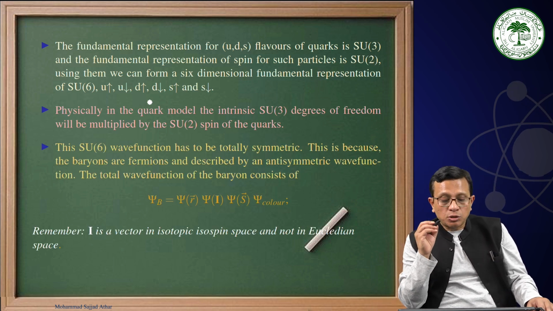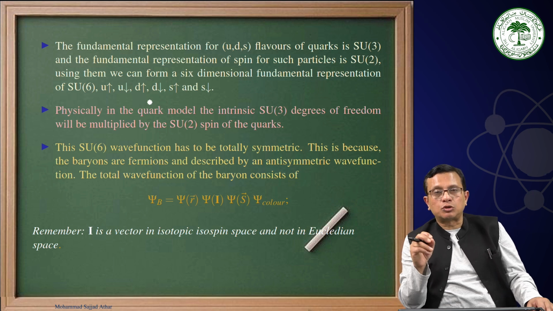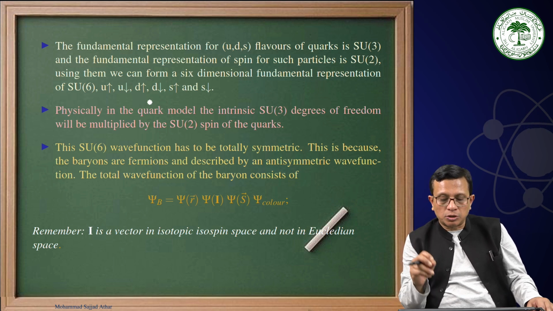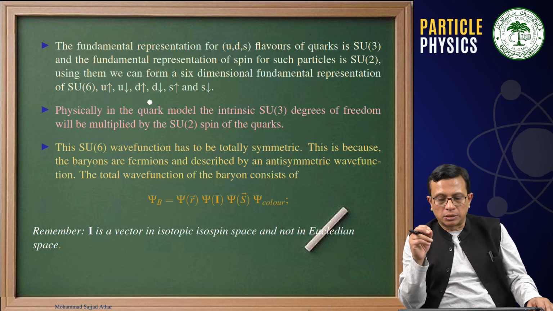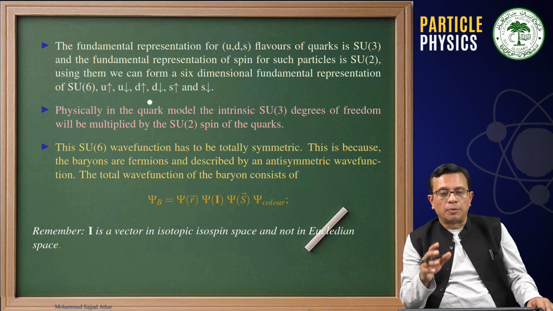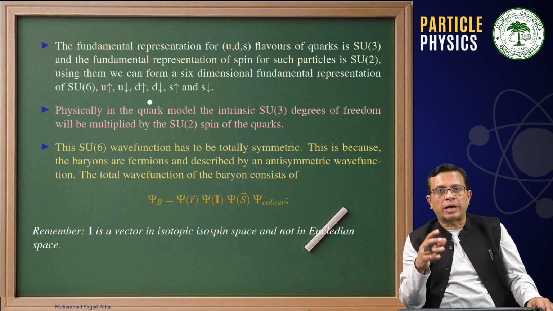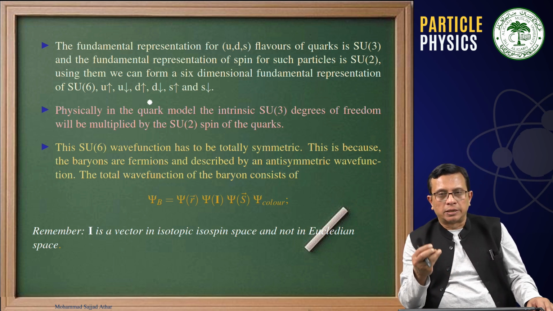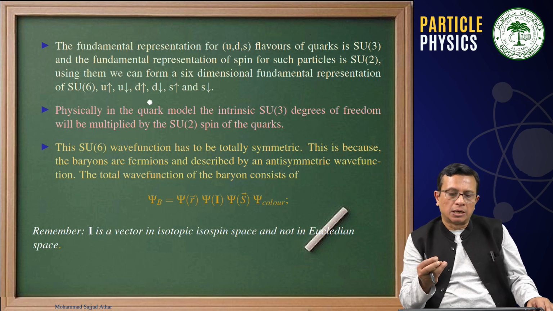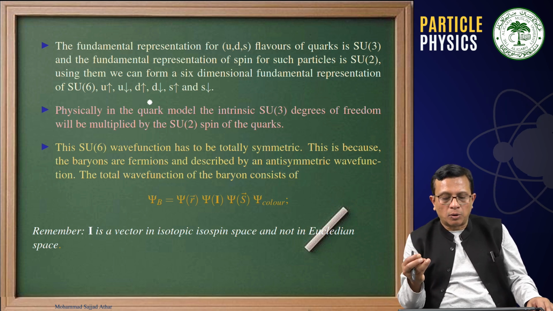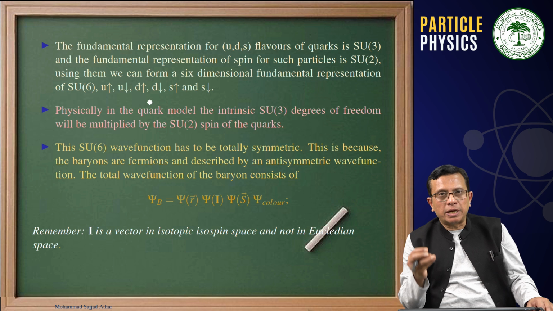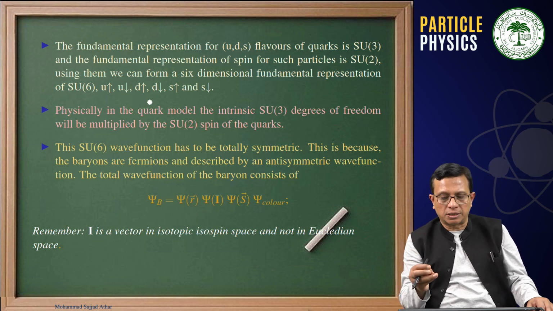Now, the SU(6) wave function has to be totally symmetric if we are talking about mesons, as mesons are described by Bose-Einstein statistics. The wave function has to be symmetric. While if we are talking about baryons, then baryons are described by antisymmetric wave functions.